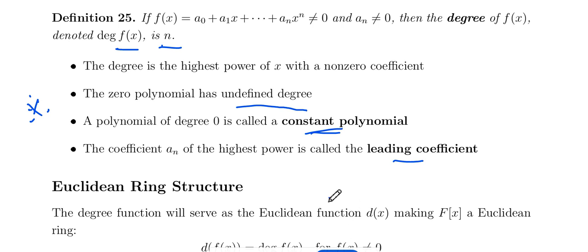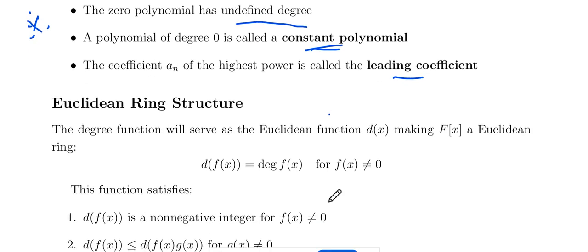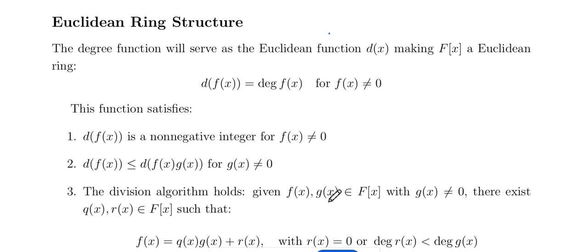And the Euclidean ring structure: the degree function will serve as the Euclidean function d of x, making capital F of x a Euclidean ring. So d of f of x means the degree of f of x for a non-zero polynomial, because for the zero polynomial the degree is undefined. The degree of f of x is a non-negative integer for f of x not equal to 0. The degree of f of x is always less than or equal to the degree of f of x g of x for g of x not equal to 0.